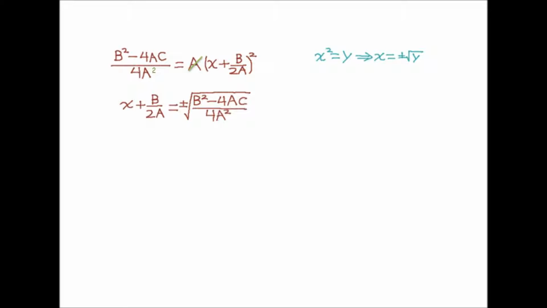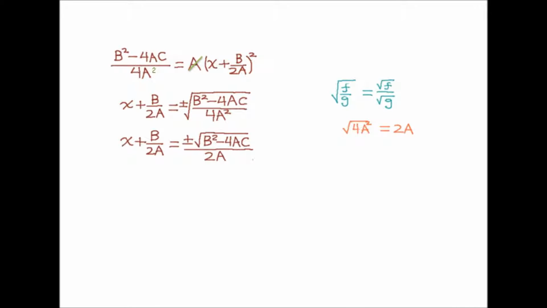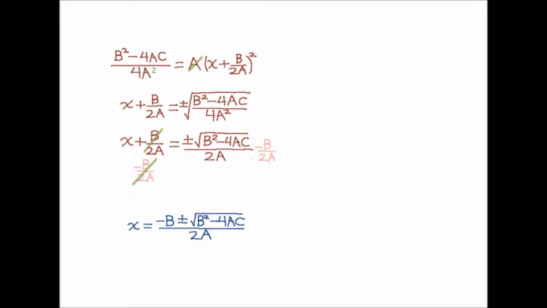And taking into account the property that the radical of a function f over a function g is equal to the radical of f over the radical of g, where in this case f is b squared minus 4ac and g is 4a squared, and further realizing that the radical of 4a squared is simply 2a, we then get this. Now all we have left to do is subtract b over 2a from both sides, and seeing that both sides have a common denominator of 2a, we nicely get our answer of x equals negative b plus or minus the square root of b squared minus 4ac all over 2a.